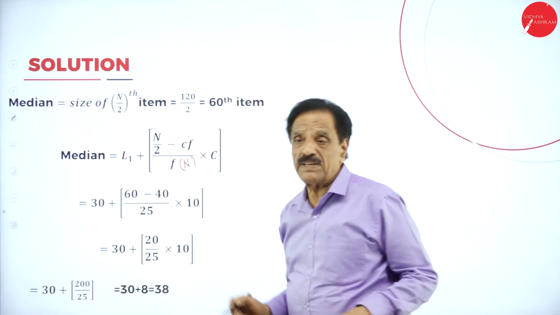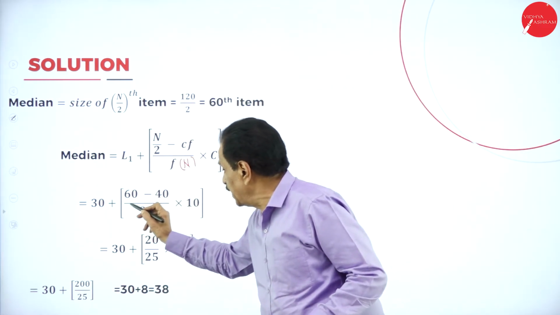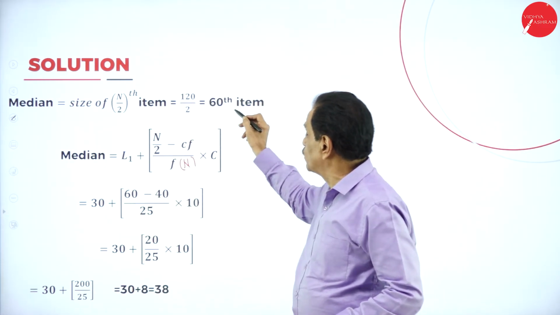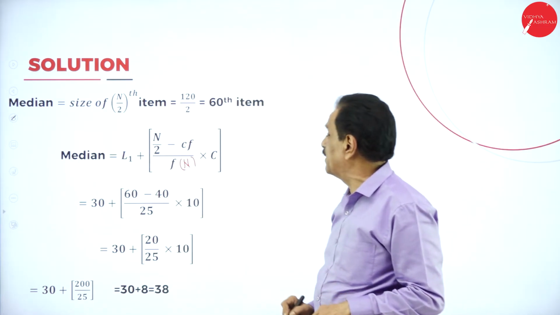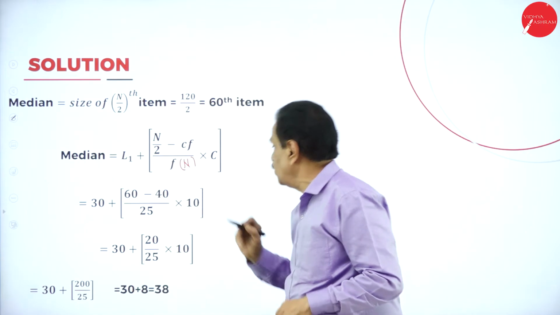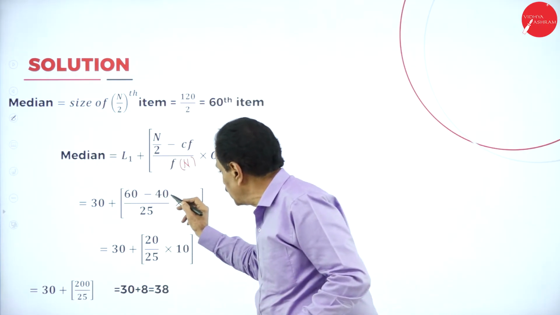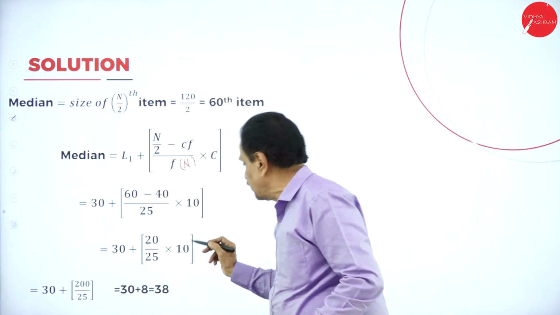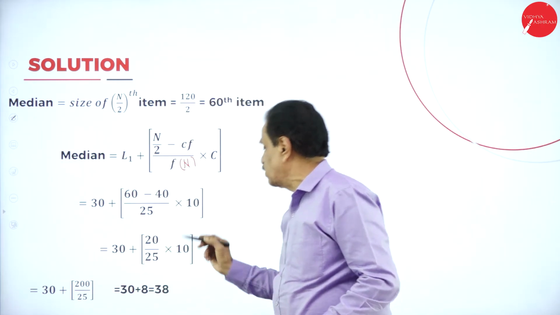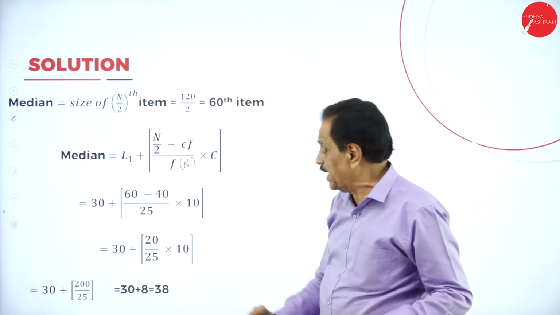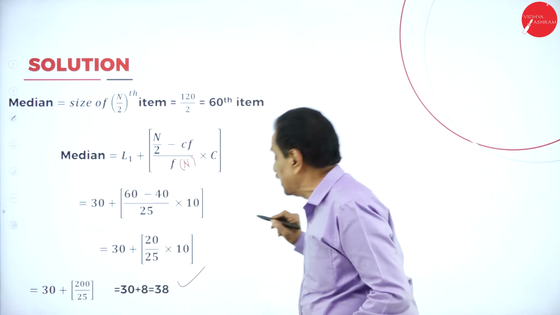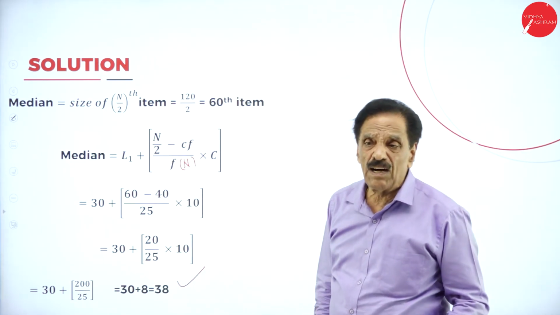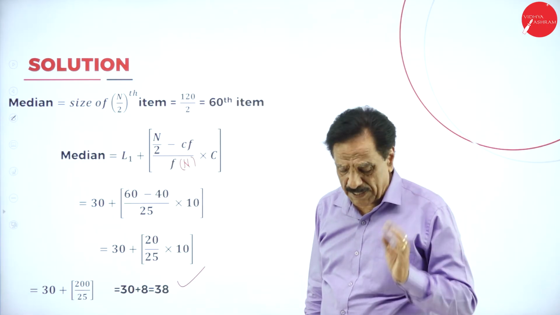Here, L1 is 30 plus 60, that is n by 2. This one behind frequency is 40, divided by concerned frequency 25 into 10. 60 minus 40 is 20 divided by 25 into 10. So 20 into 10 is 200 divided by 25 is 8. 30 plus 8 is 38. That is the median.